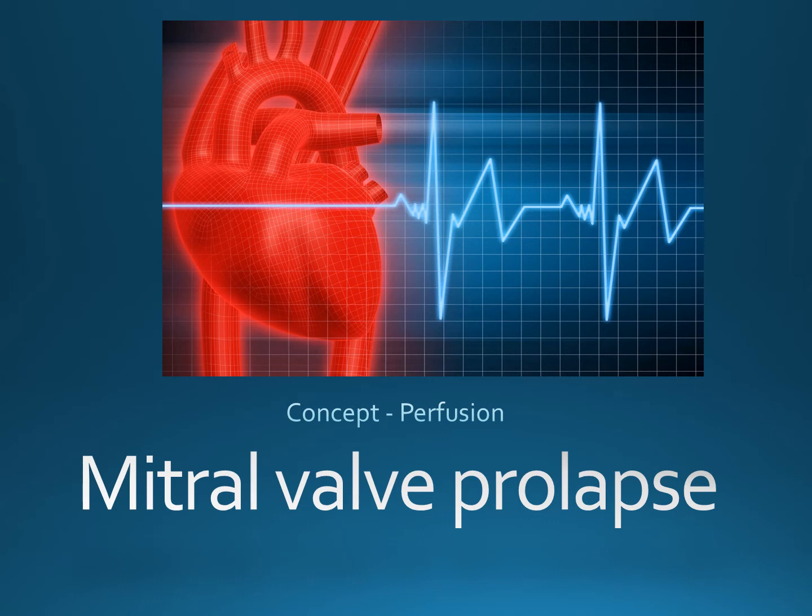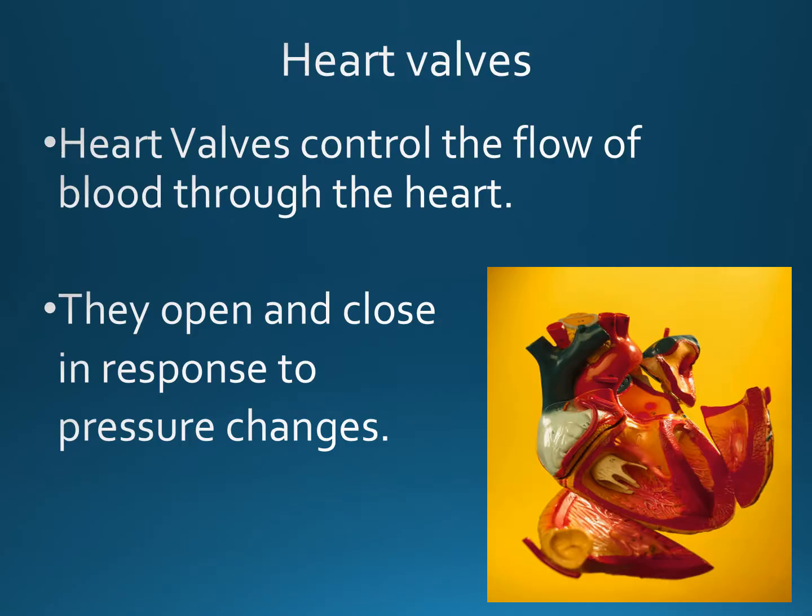Our concept is perfusion, and the exemplar we're going to discuss today is mitral valve prolapse as it relates to impaired perfusion. Heart valves control the flow of blood through the heart. They open and close in response to pressure changes caused by the blood flow.